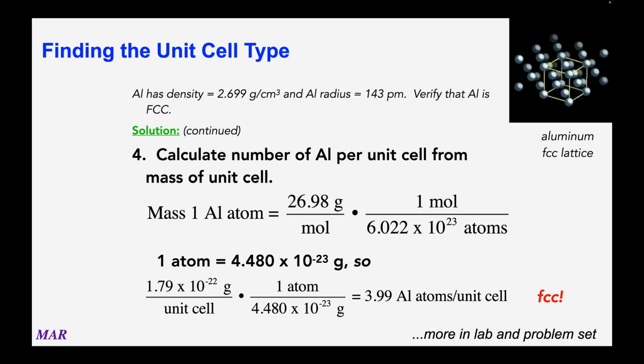The one thing I want to highlight is that you'll usually have a radius in picometers, sometimes angstroms, whatever. You want to convert those to centimeters before you cube them, because it's much easier dealing with centimeters cubed than picometers cubed or angstroms cubed. And again, we'll talk more about this in the lab.